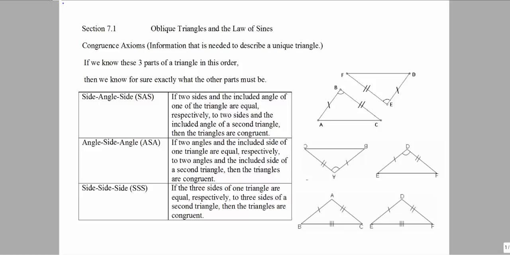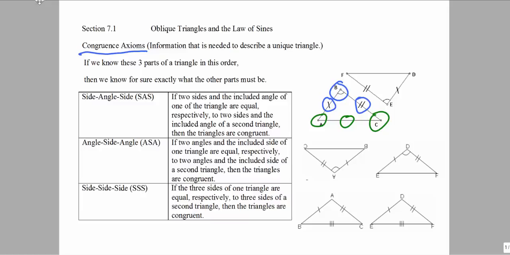In order to do that, we have to first discuss a little bit of information from geometry. Our three congruence axioms. The congruence axioms basically are telling us that if we know three parts of a triangle in this order, then we can uniquely determine the other three parts of the triangle that are not given. So if we are given side, angle, side, so in other words, here's a side, the angle in between, and then another side, then what we know for sure is that if I look for the other two angles and the other side, there will only be one answer for each of those three remaining parts.